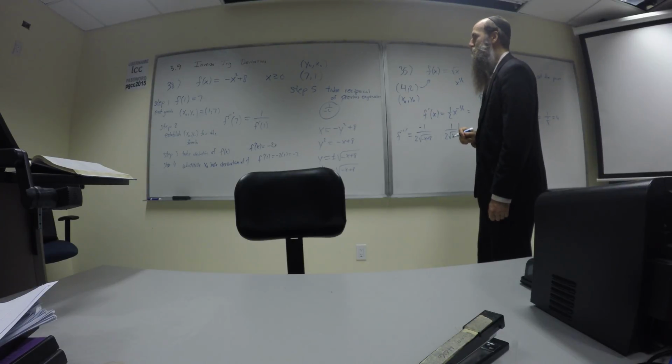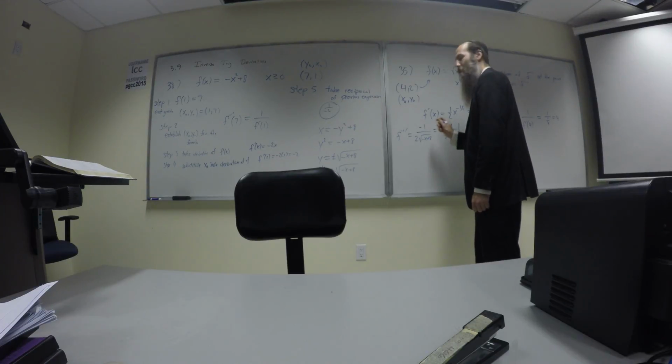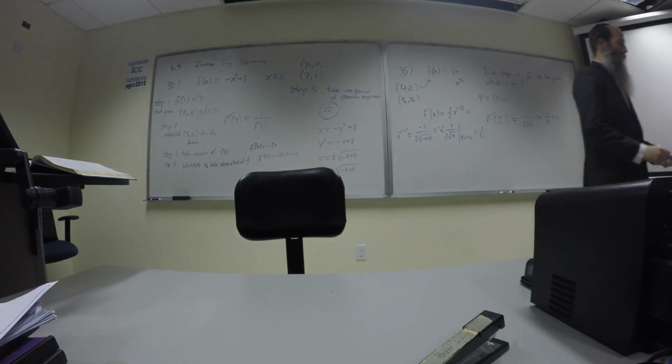So now you just need to plug in the number 7. So you plug in 7, what will you get? Negative 7 plus 8 is 1. The root of 1 is 1. 2 times 1 is 2. Negative 1/2. Just like we described. Okay? Math is still true.